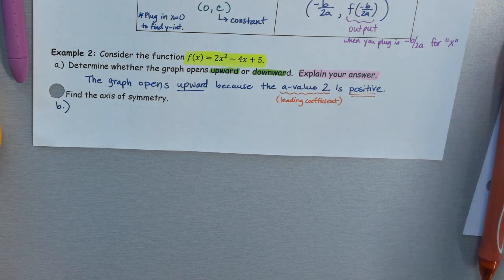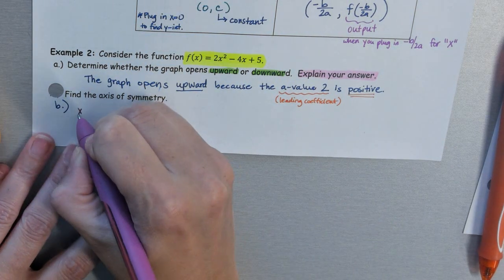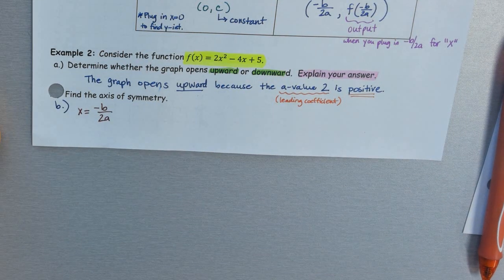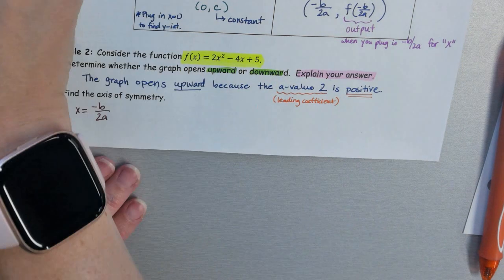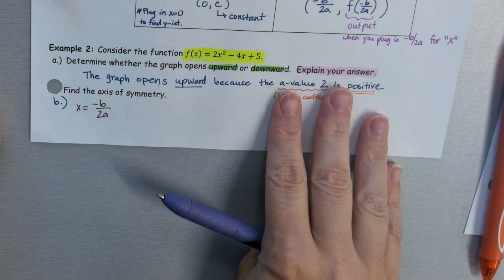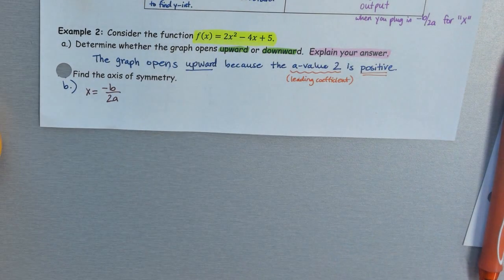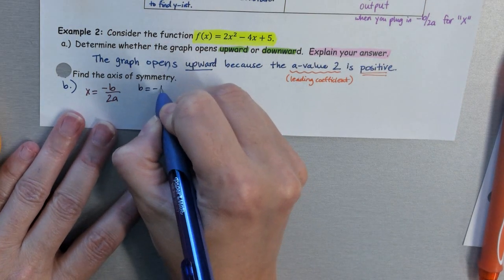So for part B, we're finding the axis of symmetry. Okay, so the axis of symmetry is the opposite of B over 2A. So we're going to pick out our value for B. All right, and Jack, can you tell me what our B value is for this equation? Would it just be 4? Nope, but yes, -4. Good, okay?